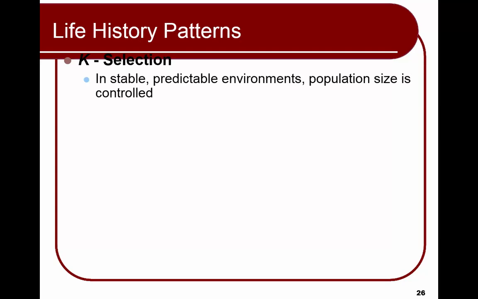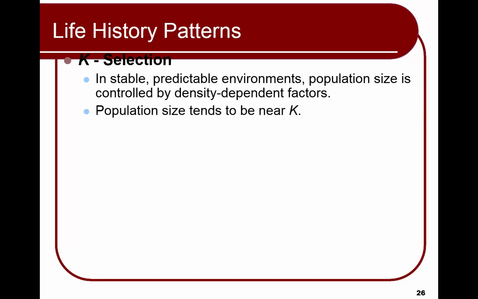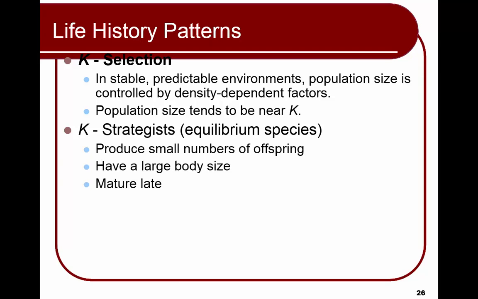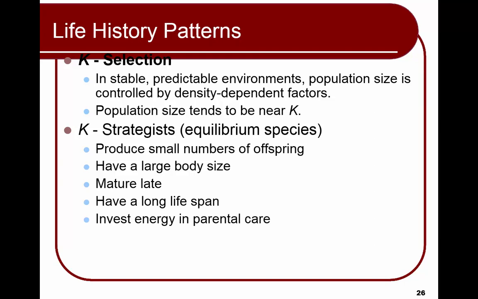If it's K selection, then they're stable, predictable environments, and the population size is going to be controlled by density dependent factors or biotic factors. It tends to be near carrying capacity. The equilibrium species are the K strategists, and these would be those that have small numbers of offspring, their body size is pretty large, they mature later, they live a long time, and they invest a lot of energy in parental care.